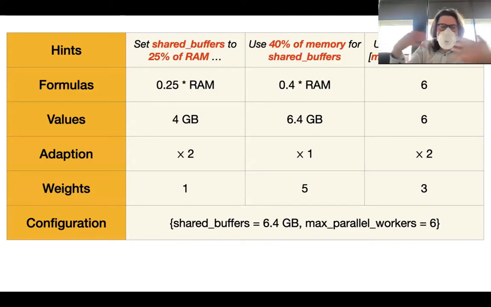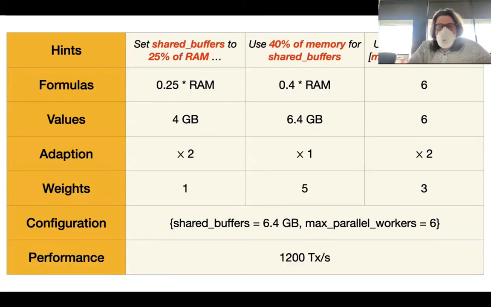So in each case, we are aggregating all of those hints into one common configuration, which we try out, and then we measure the performance. Here, it's measured as the number of transactions processed per second. And based on what we observed there, we can learn to select better configurations in the coming iterations of the learning phase.